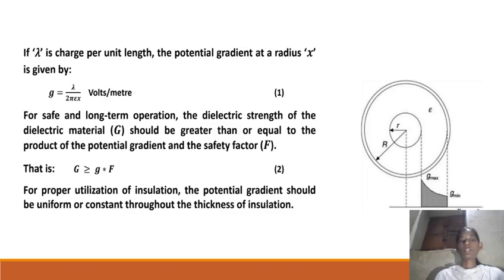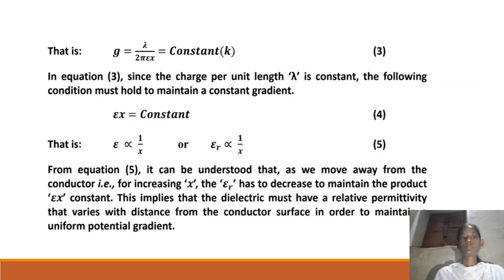For proper utilization of insulation, the potential gradient should be uniform or constant throughout the thickness of insulation. That is, G equal to K by 2 pi E into x, equal to constant K, in equation 3. In equation 3, since the charge per unit length lambda is constant, the following condition must hold to maintain a constant gradient: E x equal to constant, equation 4. E proportional to 1 by x, equation 5.